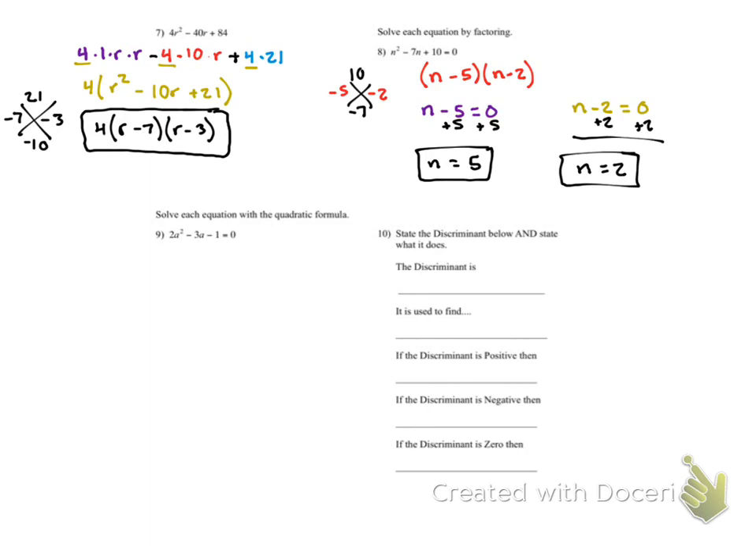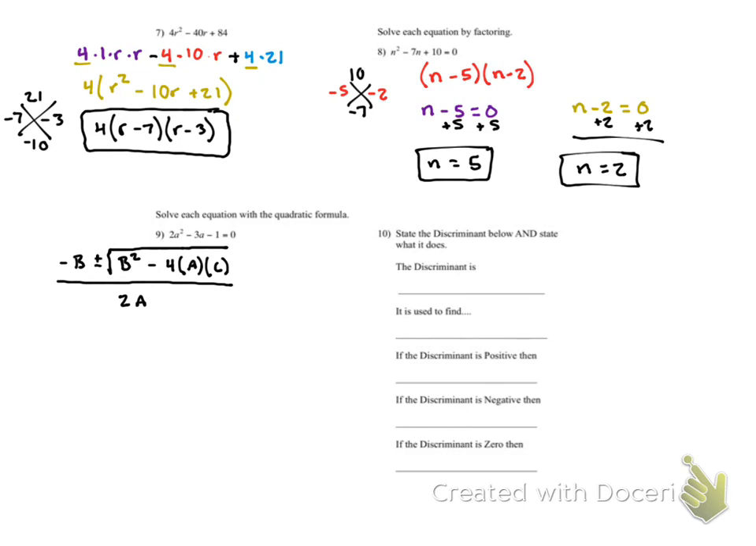Number 9, solve each with the quadratic formula. So the quadratic formula, I'm going to go ahead and write it down here, is negative b plus or minus the square root of b squared minus 4 times a times c, all divided by 2a.